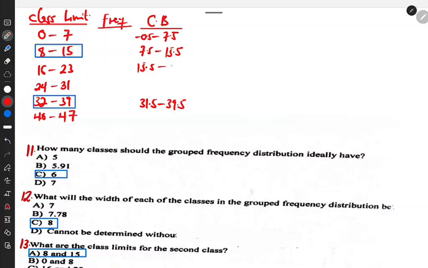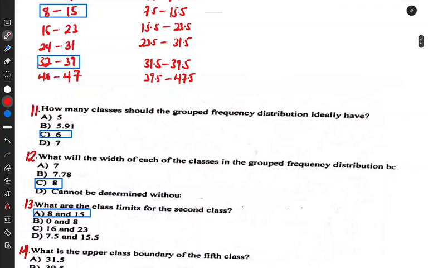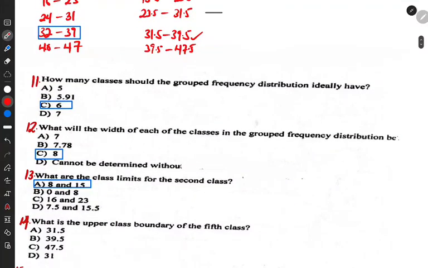15.5 to 23.5. And here you're going to have 23.5 to 31.5. Then lastly, you have 39.5 to 47.5 as our class boundaries. But we are told the fifth class, so the upper class boundary of the fifth class is supposed to be 39.5.